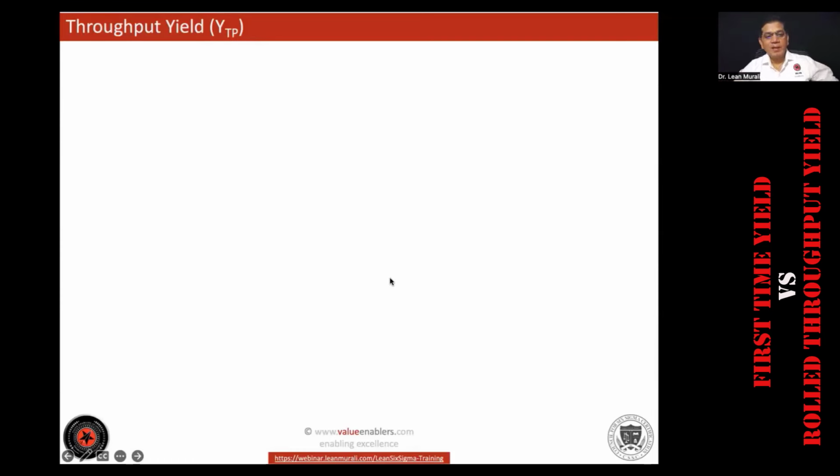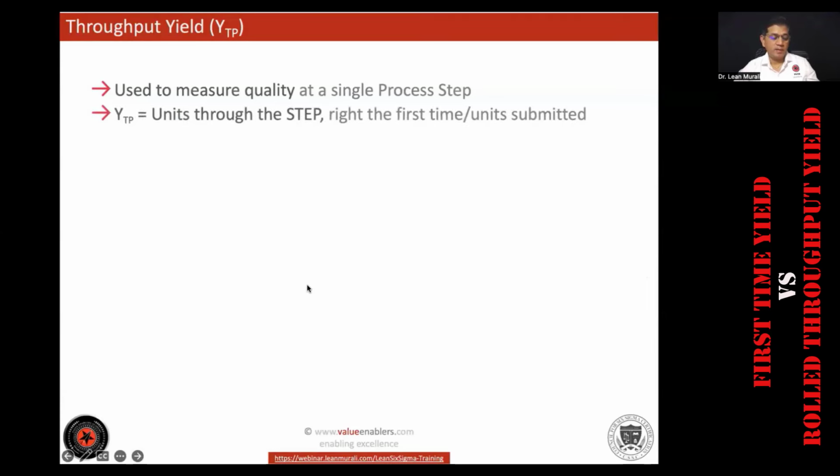Now, throughput yield is used to measure quality at a single process step. Throughput is not for a set of processes. Throughput is a single process step. I want you to type yes, PS in the chat box, okay? This is the most important thing in throughput yield, single process step. Okay, let me explain to you with an example so that you understand it better.